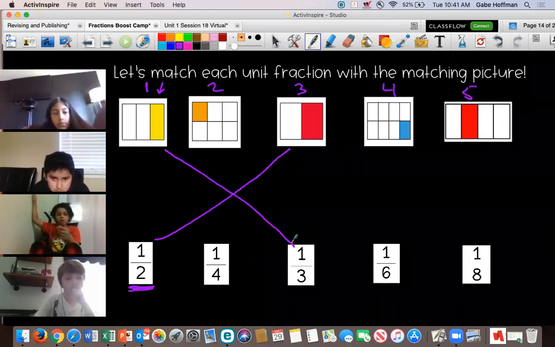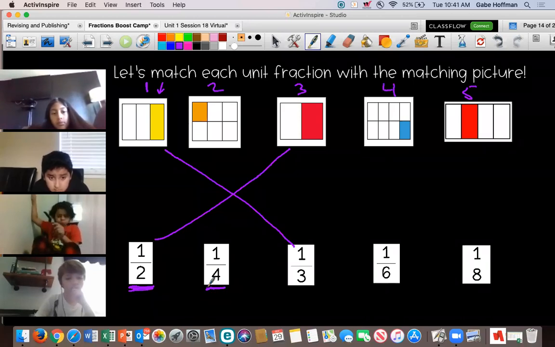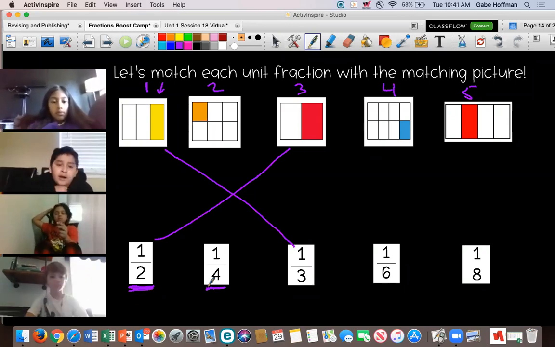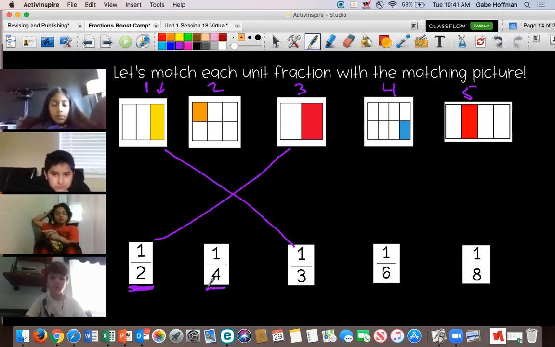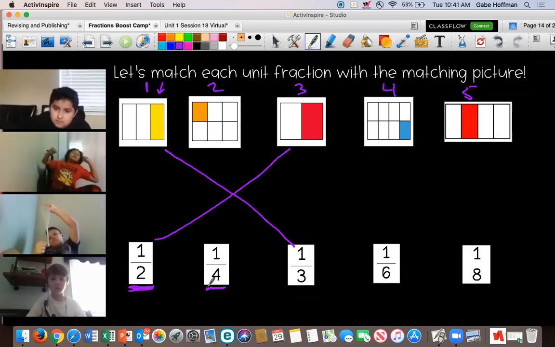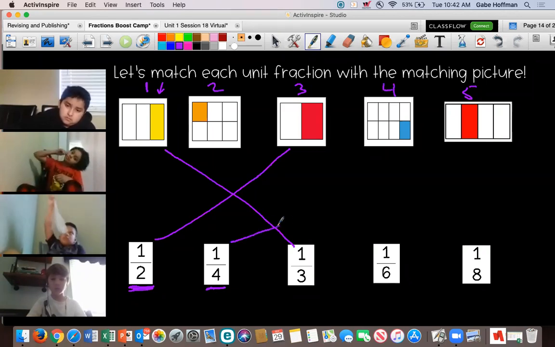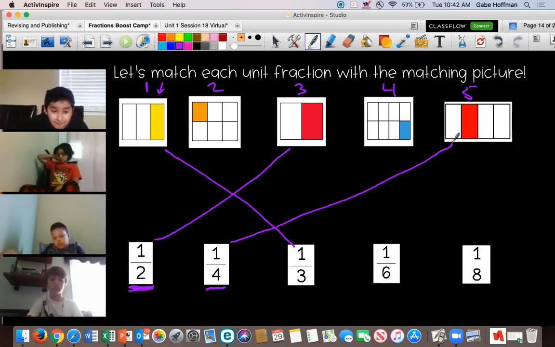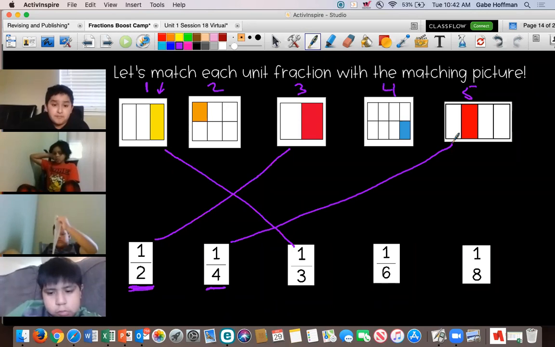Okay, and then we're going to look at 1/4. Which picture represents 1/4? CJ. Which picture is representing 1/4 as 1 shaded out of the 4 parts? Picture 5. I saw your mouth move. You must be having sound issues. I saw you say 5 though. Picture number 2. We haven't matched that yet.